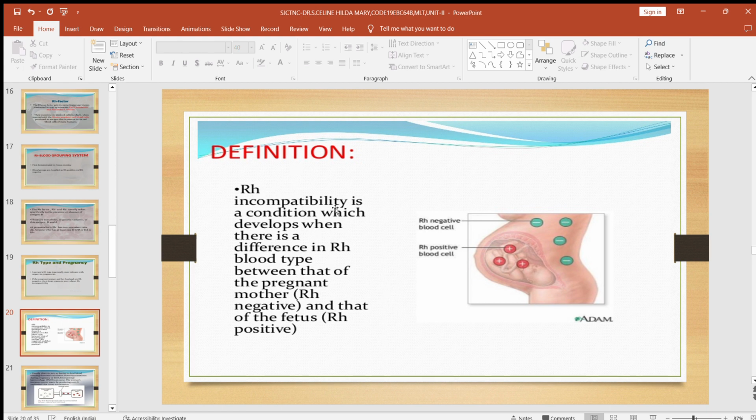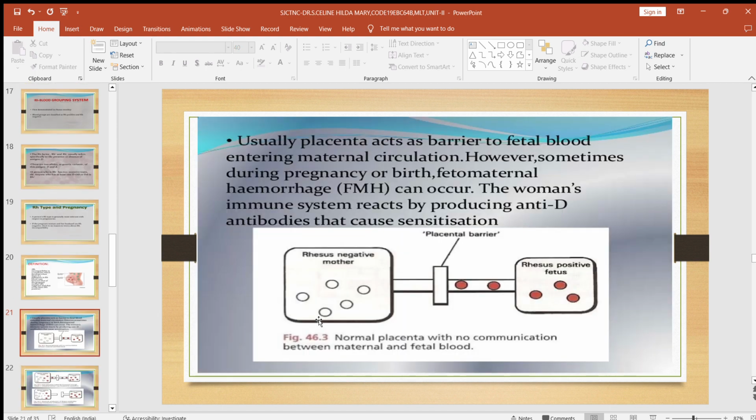RH incompatibility is a condition which develops when there is a difference in RH blood type between the pregnant mother, if she is RH negative, and the fetus, who is RH positive. Usually, the placenta acts as a barrier to fetal blood entering maternal circulation. However, sometimes during pregnancy or birth, feto-maternal hemorrhage can occur. The woman's immune system reacts by producing anti-D antibodies, which causes sensitization.